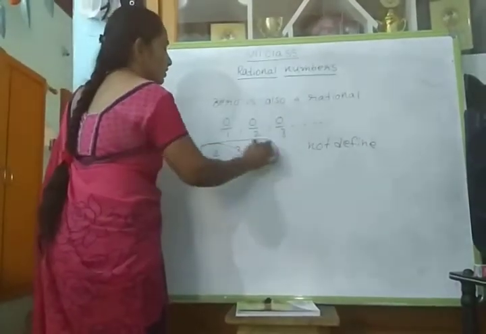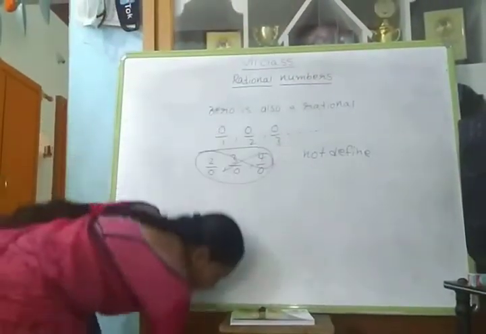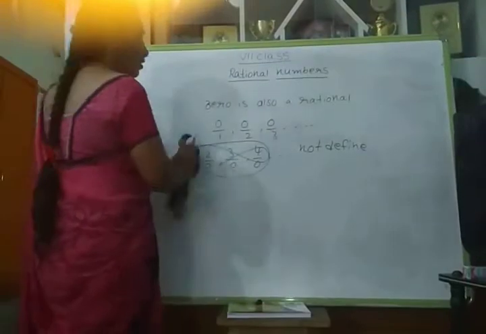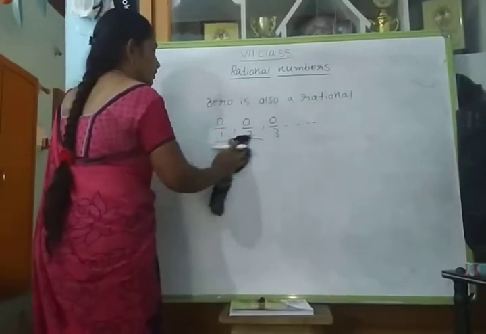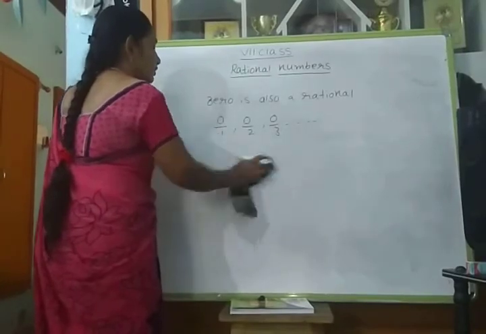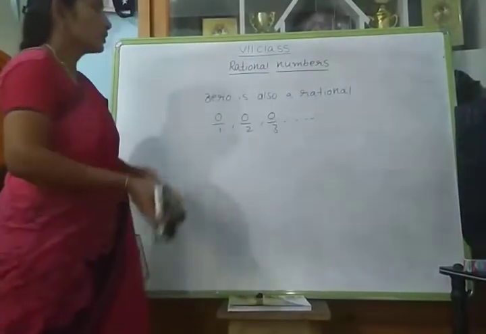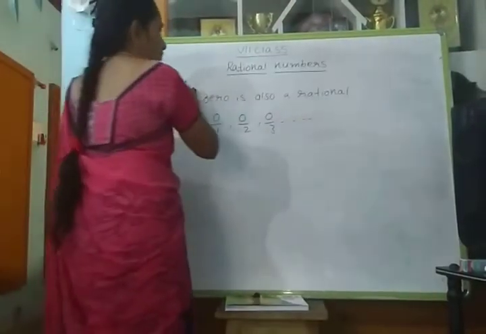So these are not rational numbers. Division by 0 is not defined. 0 by any number we will get 0. So 0 is also a rational number.